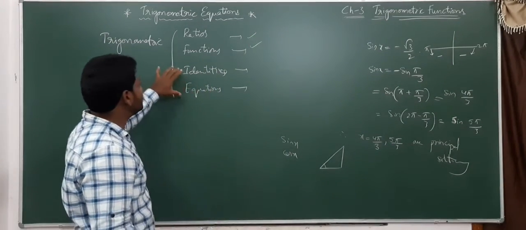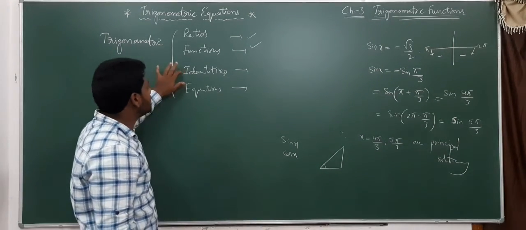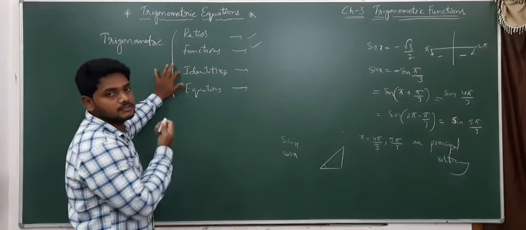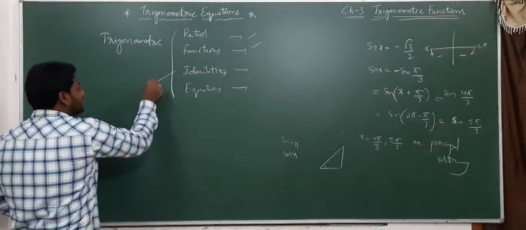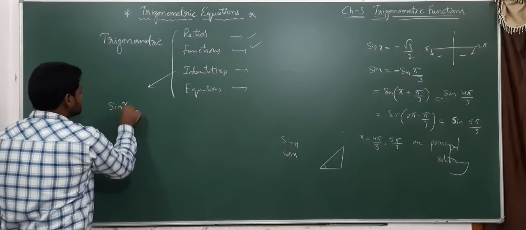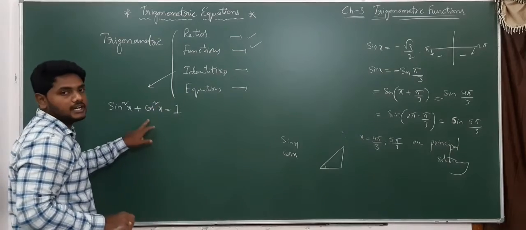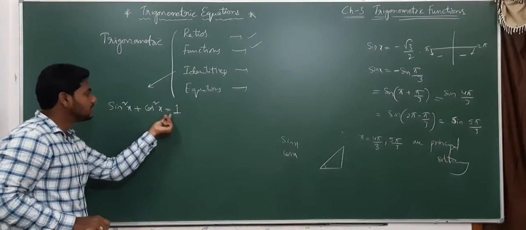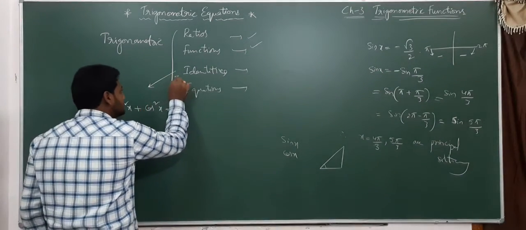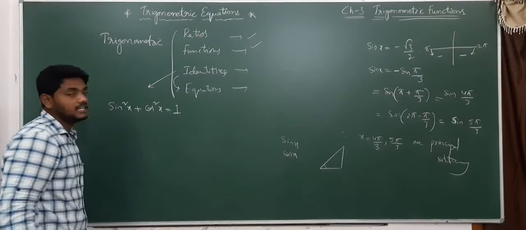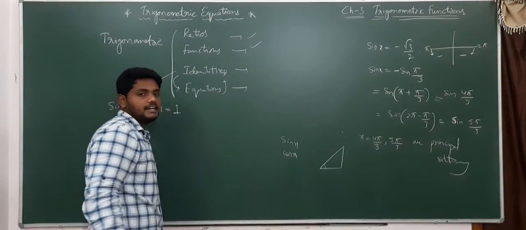What is the difference between trigonometric identities and trigonometric equations? For example, the identity sin square x plus cos square x is equal to 1. Here, if you observe, an equal sign is there, so we can call it an equation also. Trigonometric identities can also be called trigonometric equations, but trigonometric equations we should not call trigonometric identities.